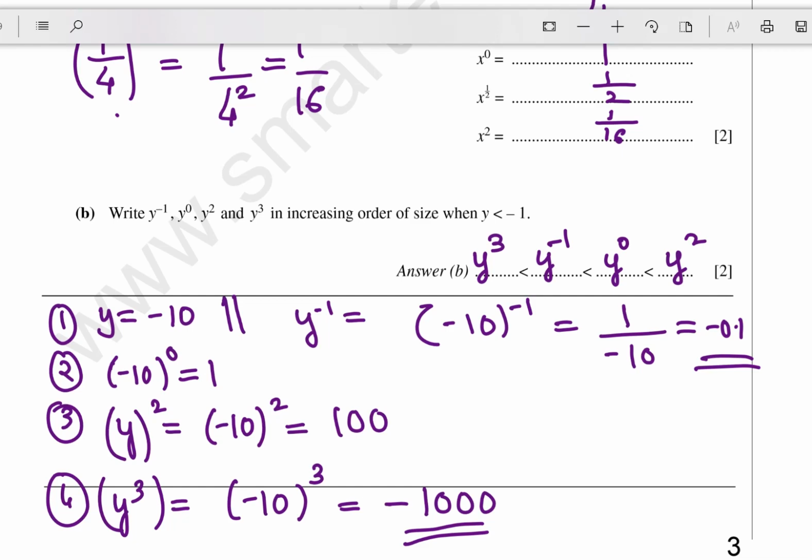So did you see what I did? I actually took a number. It's difficult to visualize. So I took a number and I substituted that number as the y value in all the examples, like y raised to minus 1, etc., and then I compare the answers and I put them in the order. Okay, so let's take another example.